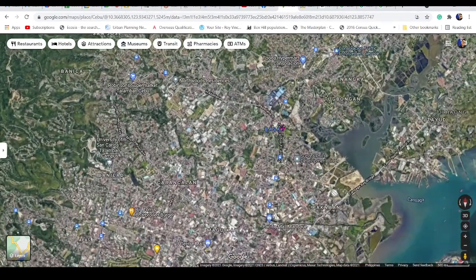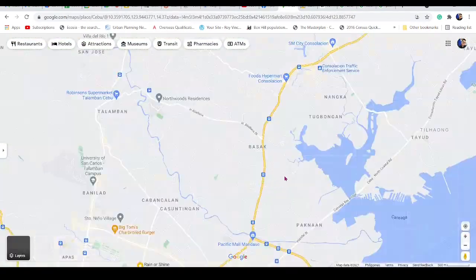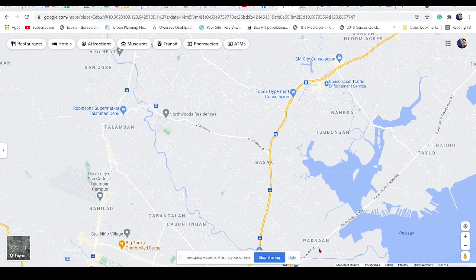So we have here Talamban, and let me just switch to... Am I sharing my screen? Yeah, still sharing my screen. Okay, good.